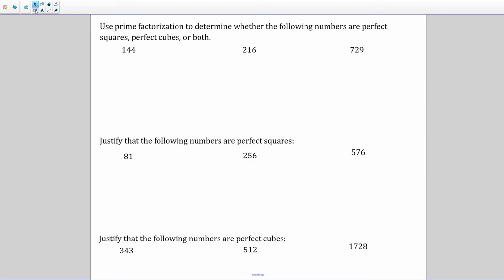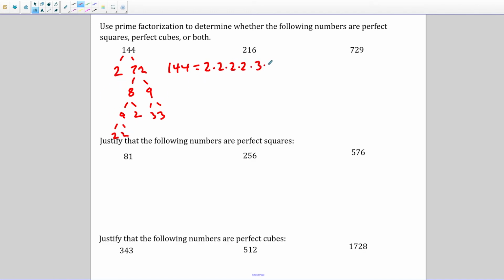So let's look at a few different examples together. 144, let's go ahead and prime factorize this. I'm going to go 2 and 72, 8 and 9, 4 and 2, 2 and 2, and it gives me a 3 and a 3. So you can see that 144 is the same thing as we've got 1, 2, 3, 4 of those 2s, and then I've got a 3 and a 3. So from here, we're going to split this up into two equal groups if we can. I'm going to put 2 2s plus a 3 inside each group.